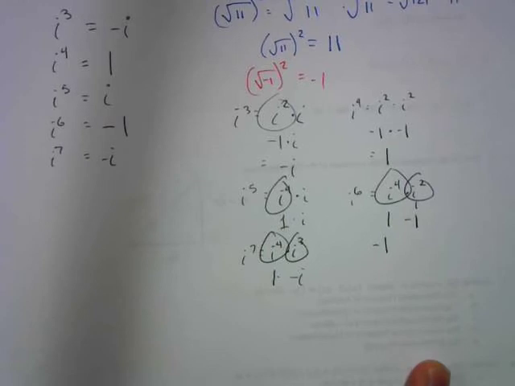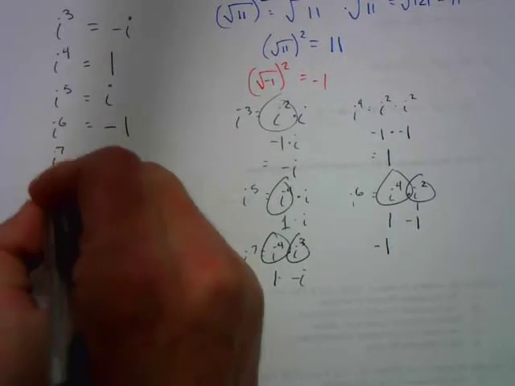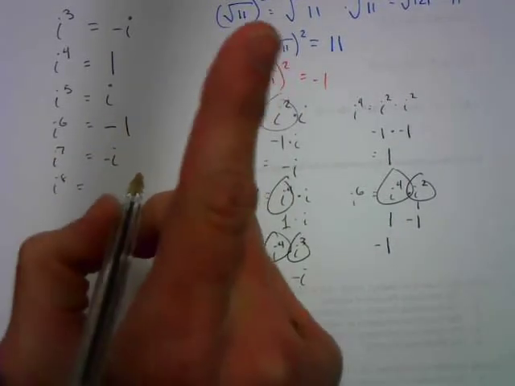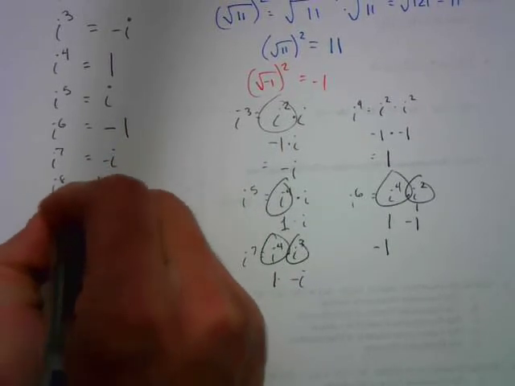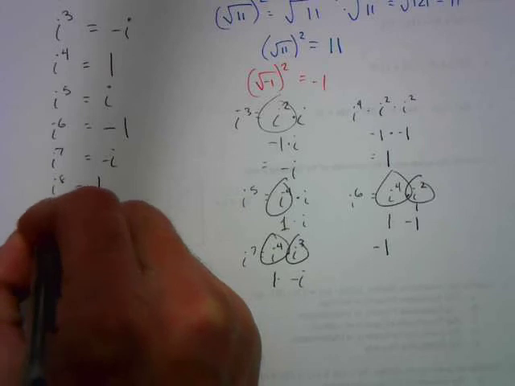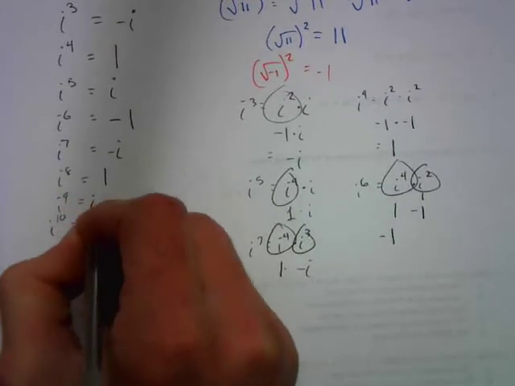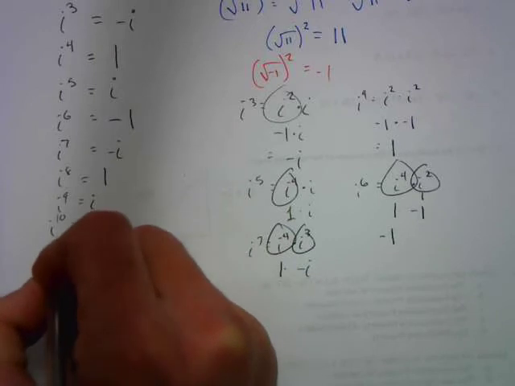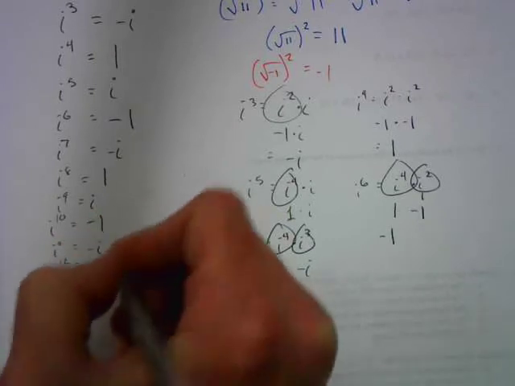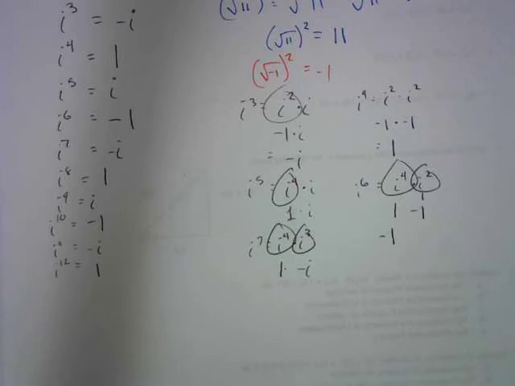Look what's going on. This is a neat thing. i to the eighth power: i to the fourth times i to the fourth. 1 times 1 is 1. So i to the ninth is i. i to the 10th is negative 1. i to the 11th, negative i. i to the 12th, 1. And it keeps going over and over. So i is a fun number to work with.